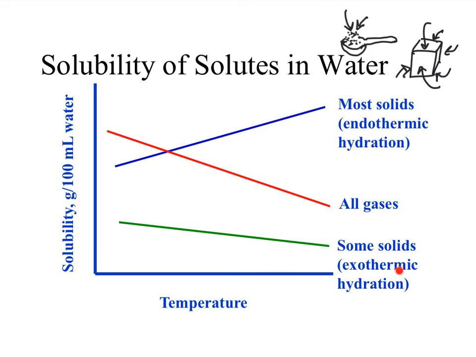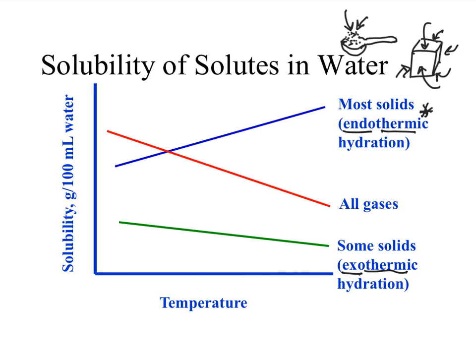So some solids are exothermic. That means that they release energy as they dissolve. And by the way, if we look at endothermic, remember endo means in, and exo means out, and thermic means heat. So these solids are taking energy in, and the more energy you put into them, the more they hydrate. Endothermic hydration means the more energy you add to it, the more it's going to dissolve, the more it's going to go into solution.